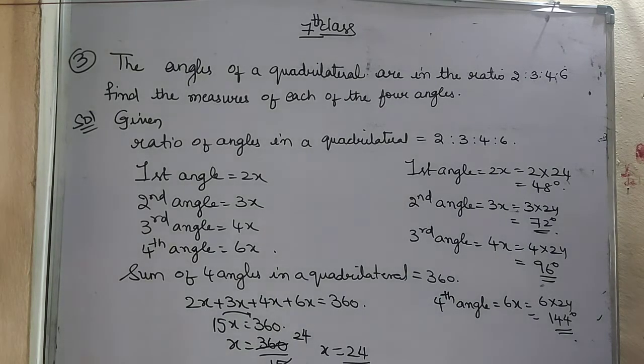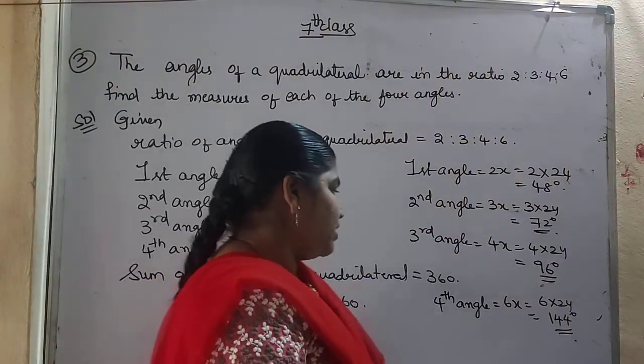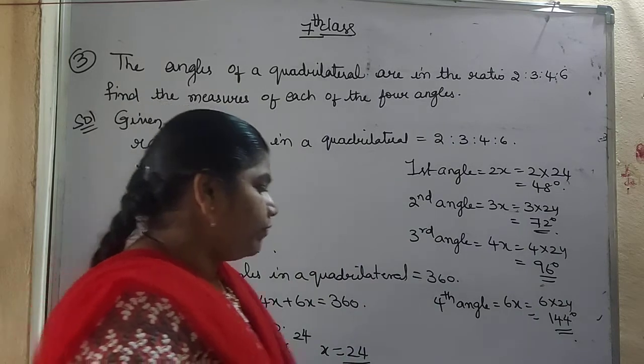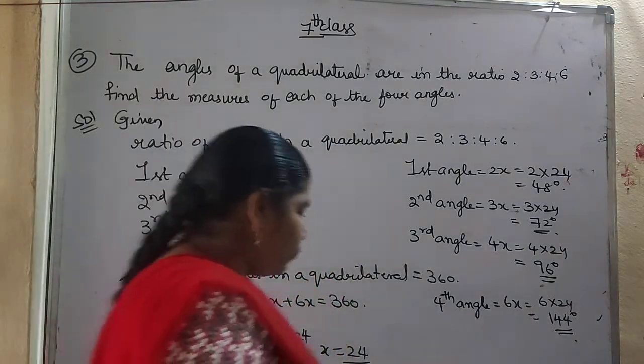So here we got the first angle as 48 degrees, second angle is 72, third angle is 96 and fourth angle is 144 degrees. So this is our third solution. Next is fourth one.